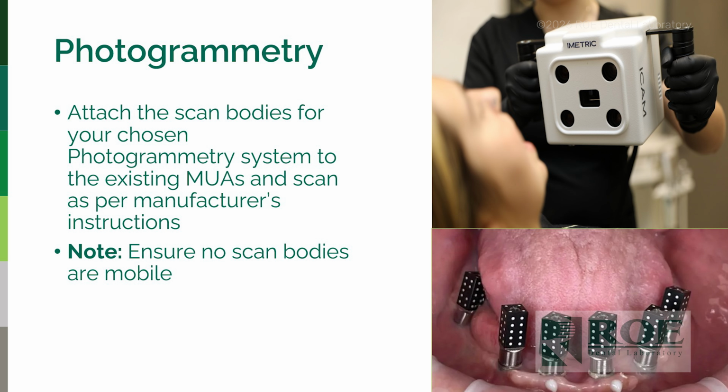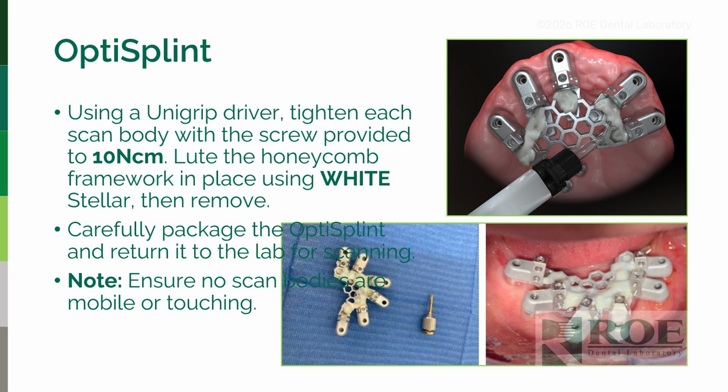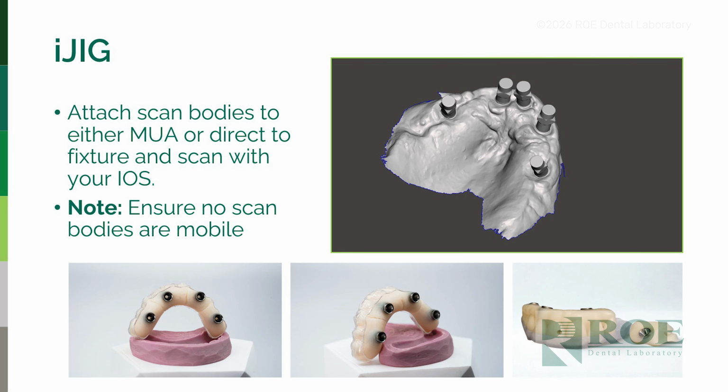And then you're into whatever scan body system you're using. Photogrammetry, exactly the same. Screw them down and scan them. You've got ArchBridge, same process. Optisplint, exactly the same process again. Lute it together, take it out of the mouth, scan it on the benchtop or send it back into the lab, which is probably what we prefer. And then if you're going down the iJig route, normal scan bodies on the MUAs and scan.